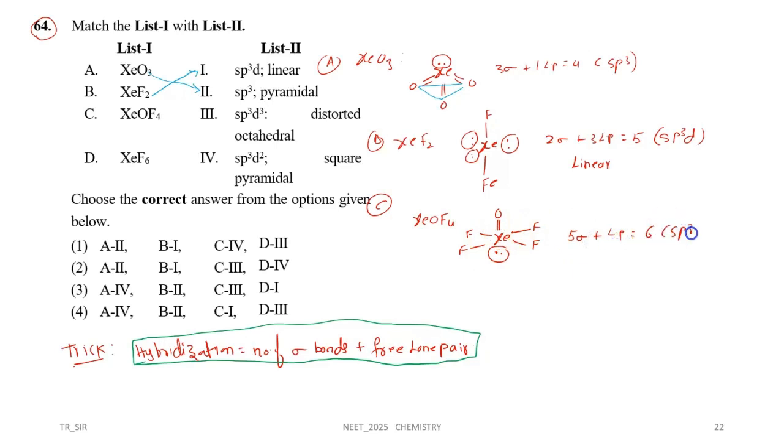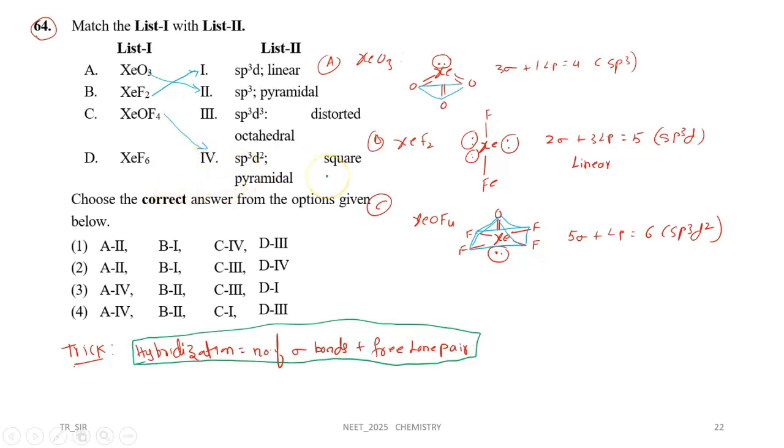Six means sp3d2 hybridization. Based on this, we'll see the shape, how it looks. You can draw it like this: one square is there, and above the square, one pyramid is there. That means square pyramidal is the structure. So option C is sp3d2 as well as square pyramidal, so C4 will be clearly appearing.